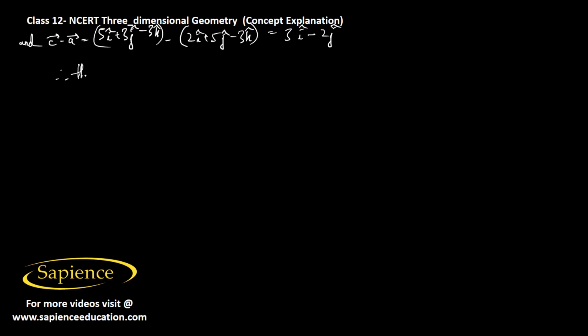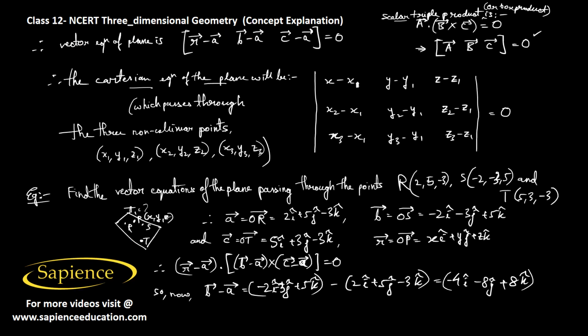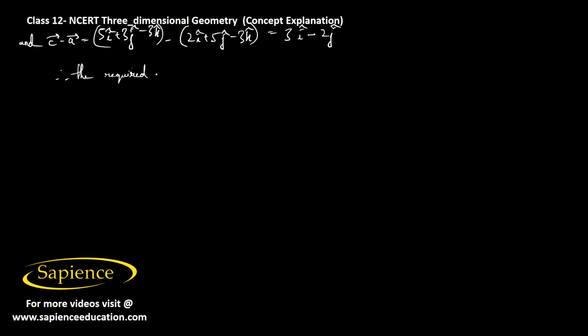So now, therefore, the required vector equation. Suppose here it is asked to find the vector equation and the Cartesian equation of the plane passing through these 3 points. Okay, so therefore the required equation, vector equation is obviously r vector minus a vector dot b minus a cross c minus a, that is equal to 0.